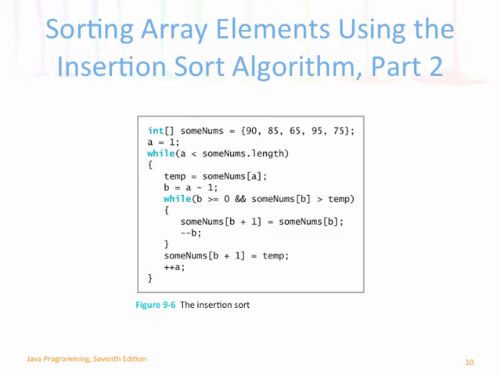So we set sumnums sub b plus 1 equals sumnums sub b. So we're taking that 90 and we're putting it in the place where the 85 is, and then we're subtracting 1 from b. So b becomes negative 1, and that ends our while loop. sumnums sub b plus 1, so now we're at sumnums sub 0, equals temp. So we're taking 85 and we're putting it at the first element in the list. And plus plus a, so we're going to take a look at the next element in the list.